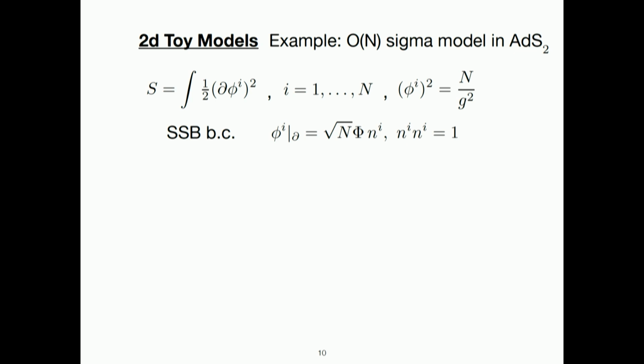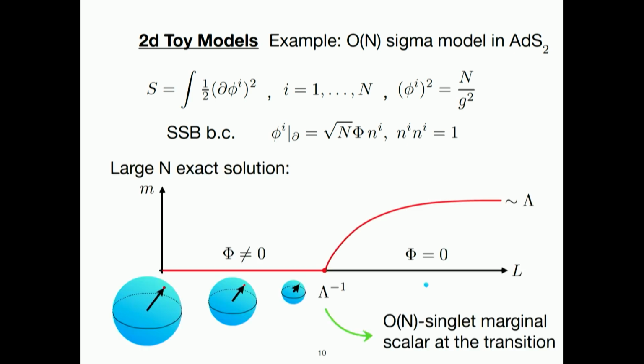Then, without giving you any details, I will just tell you what you find by solving this model at large N. What you find is that, indeed, for sufficiently small value of the radius of AdS, you find a solution of the gap equation which has a non-zero radius Phi at the boundary. And so you are in a symmetry breaking phase, and the mass of the vector fluctuation is constant and 0.